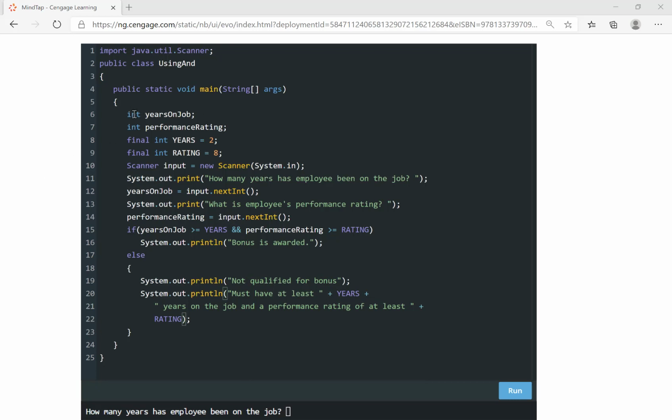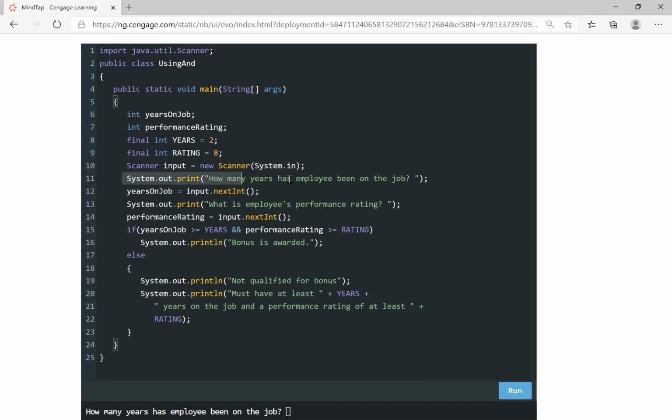We're going to have years on the job be an integer, so it's going to be full years, no partial years. We're also going to give them a performance rating. A lot of companies give a certain number, and that would be good. Probably our performance rating is from 1 to 10. So final years is set to 2, we'll find out why, and the rating is set to 8. Maybe if you haven't been there for 2 years and you don't have a performance rating of at least 8, like a 9 or a 10, you don't get the bonus. So if you have a not-so-great rating and you're new there, you definitely don't get the bonus.